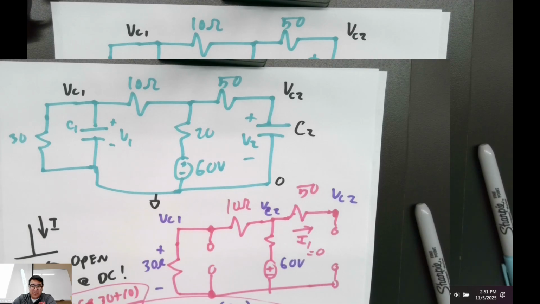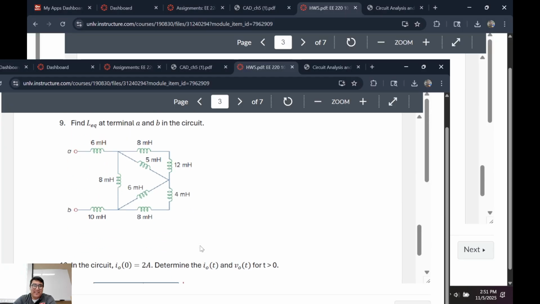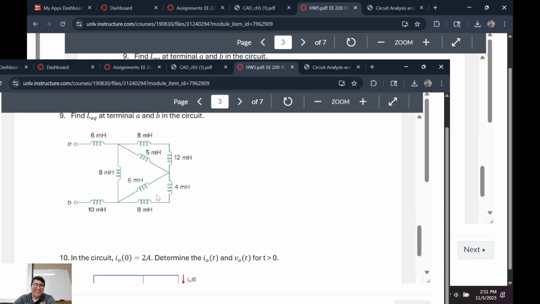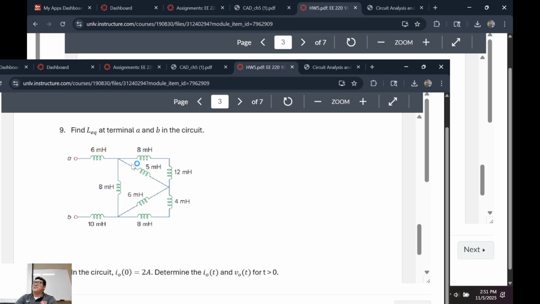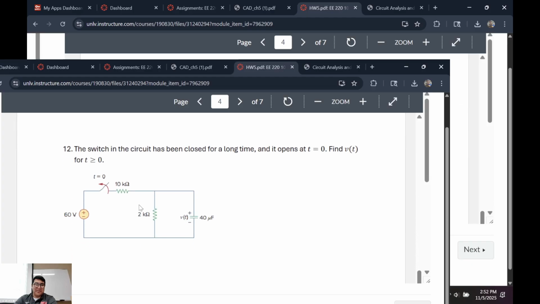Anyways, what other problems do we got here? Guys like that one? I'll tell you this, inductors are the same as resistors in terms of adding them in series and in parallel. So it shouldn't be too difficult, right? Let's see what else.